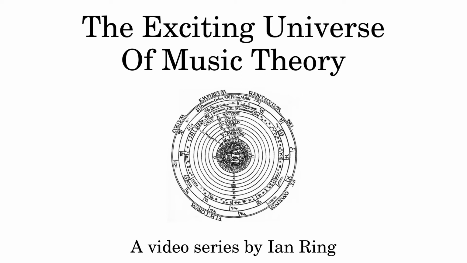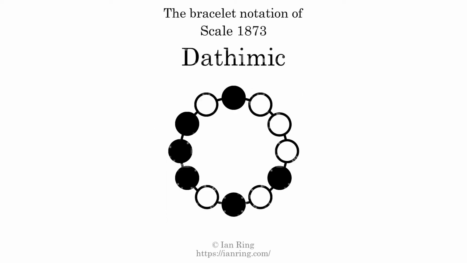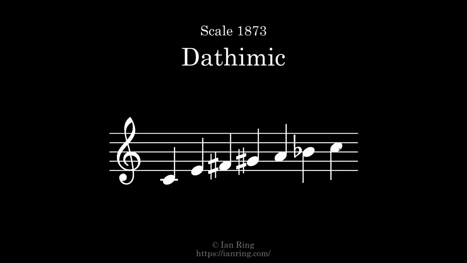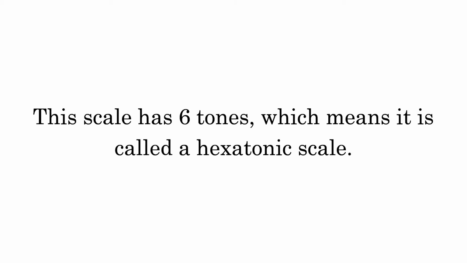Then let's begin. Today we will talk about scale 1873, Dathimic, which sounds like this. This scale has 6 tones, which means it is called a hexatonic scale.